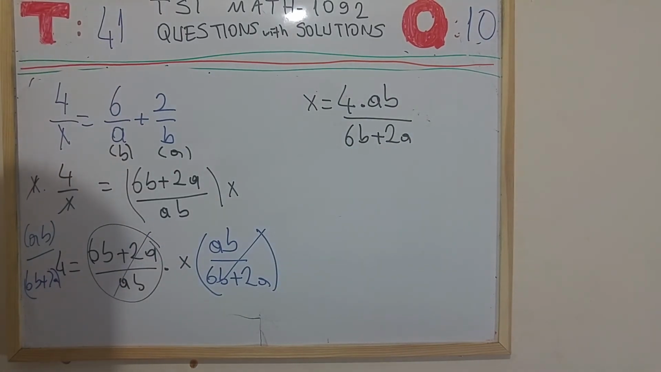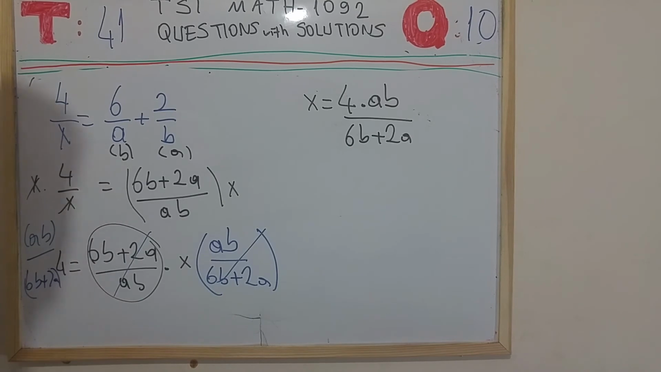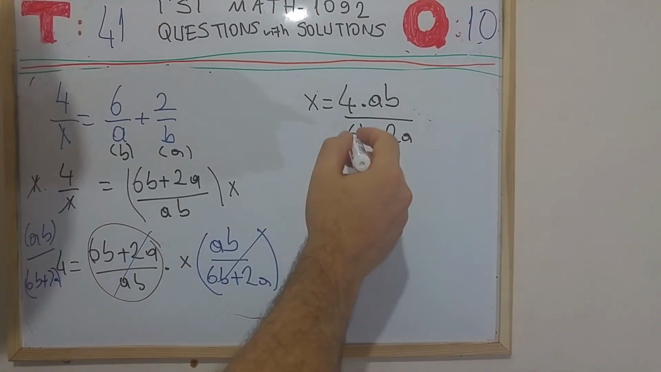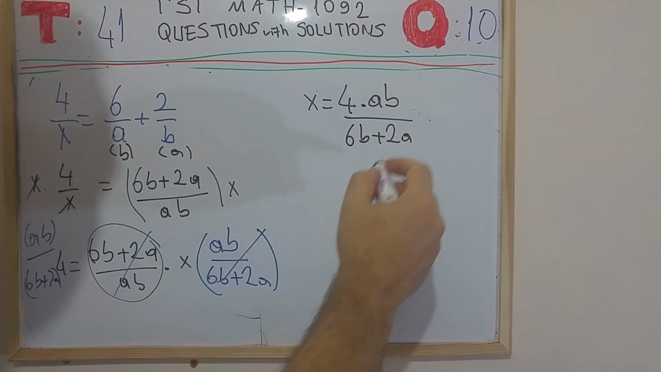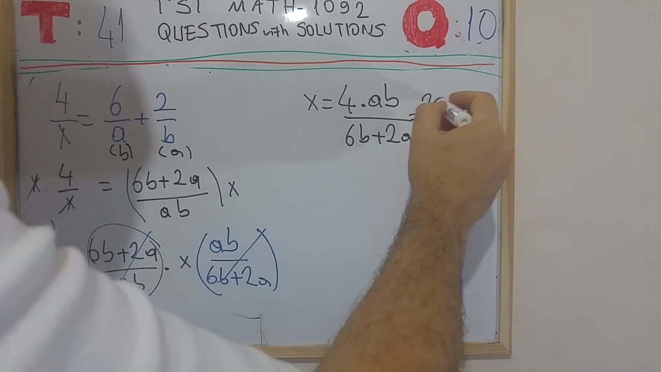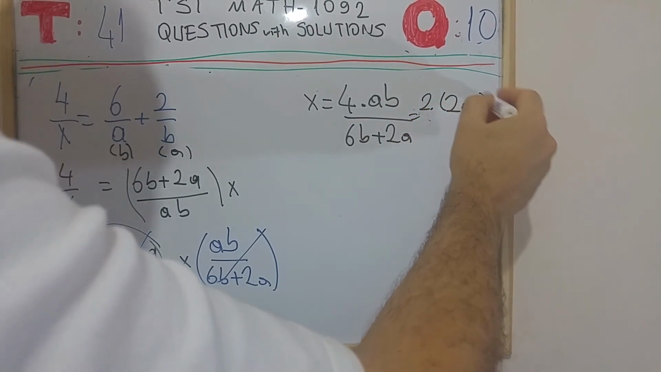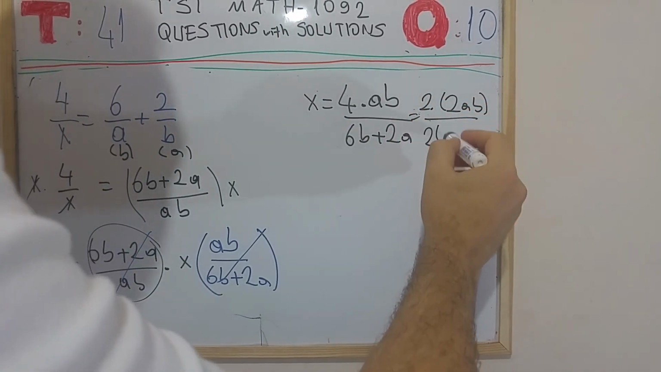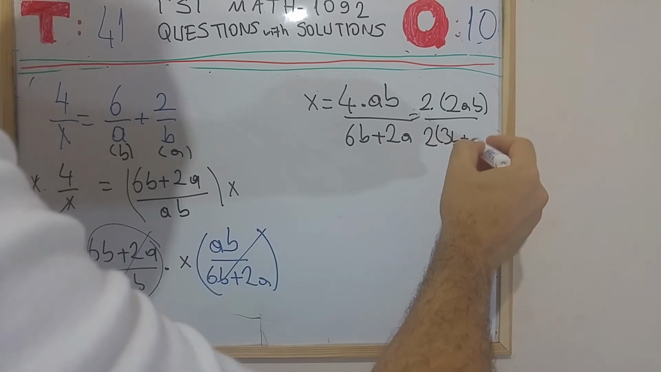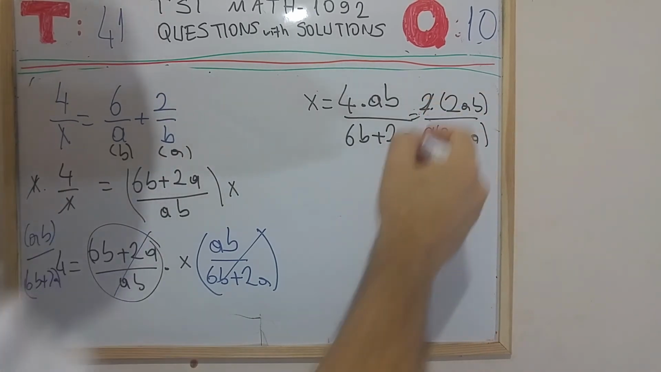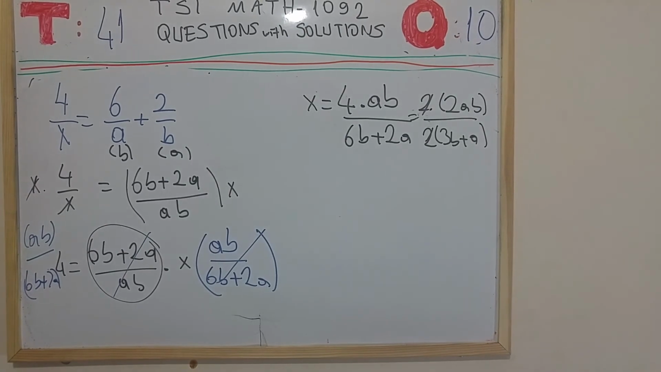If you want, you can simplify it by taking 2 out of the parentheses, which means 2 times 2ab over 2 times 3b plus a. These 2s cancel each other out. Both of them could be the right answer.